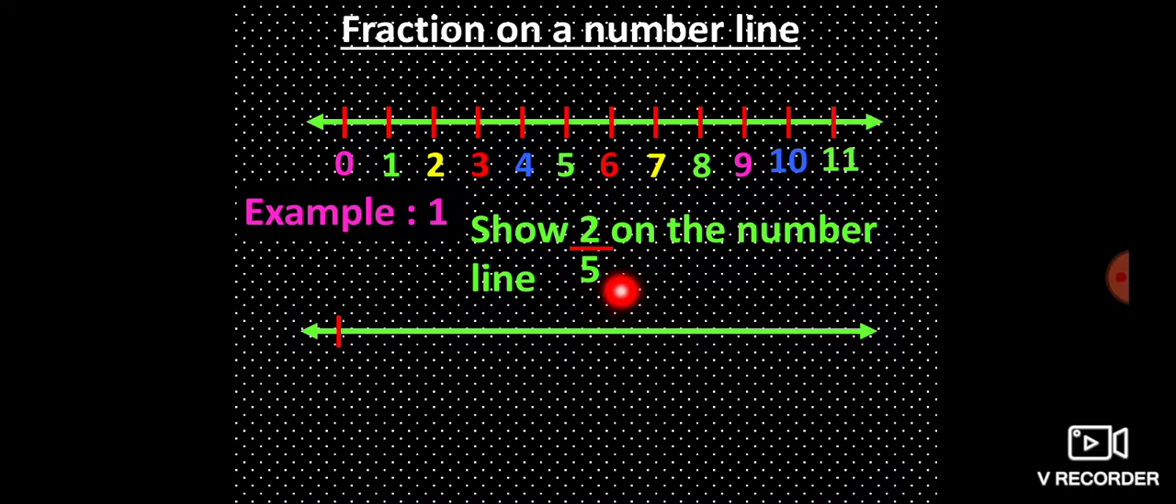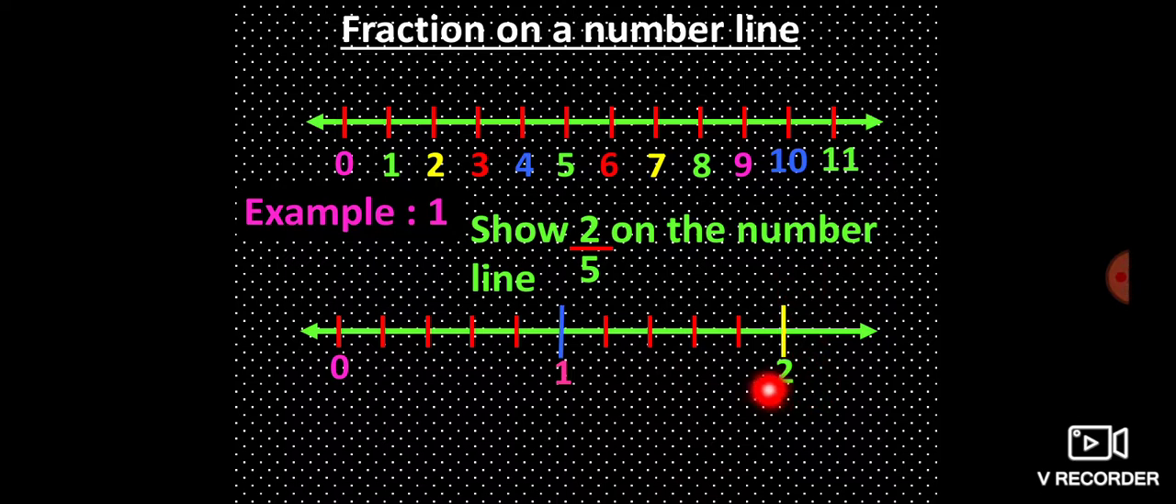Always we listen to the denominator. The denominator is 5 here. So we divide this number line into 5 equal parts like this. Here 0, 1, 2, 3, 4, 5. 5 parts, that is 1. 1, 2, 3, 4, 5.